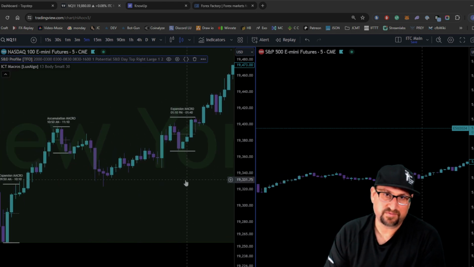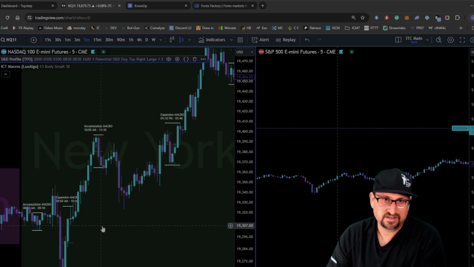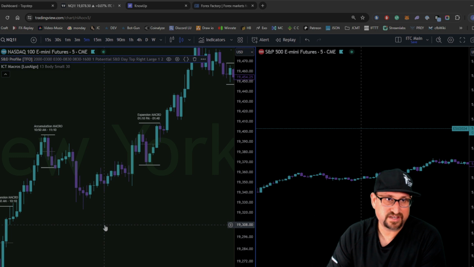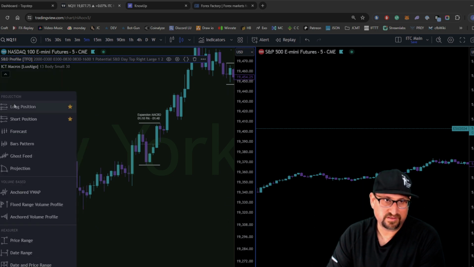Okay. Right here is a perfect continuation. Here is a long setup that is just on point. Okay. Because it matches the daily bias. And this is something I would have been wanting to hold a little bit longer.